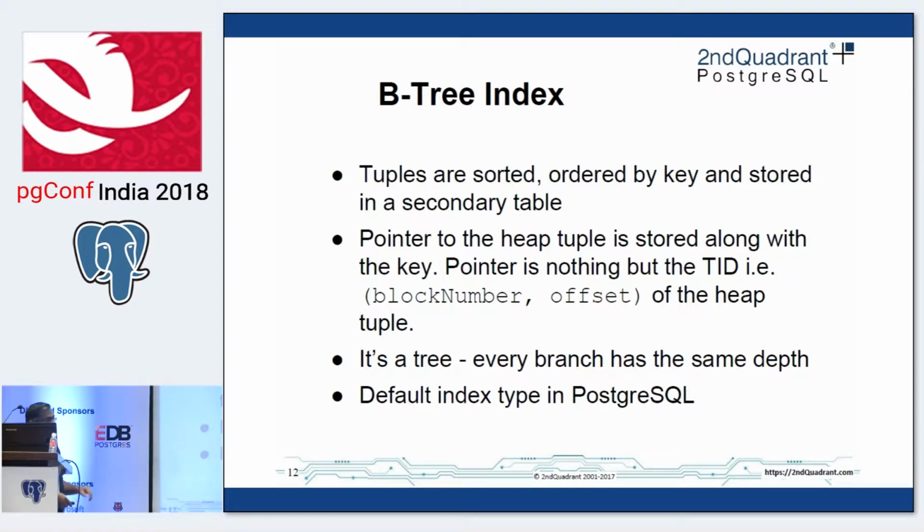And it's also the default index type in PostgreSQL. If you don't do anything special, if you say create index on this particular table, on this particular column, it will always use a Btree index by default.